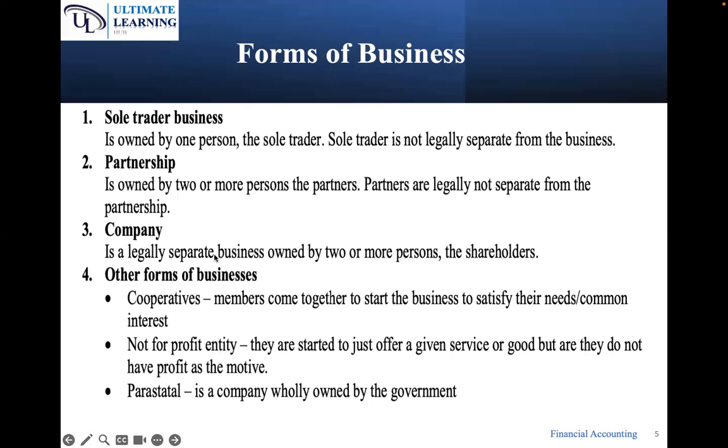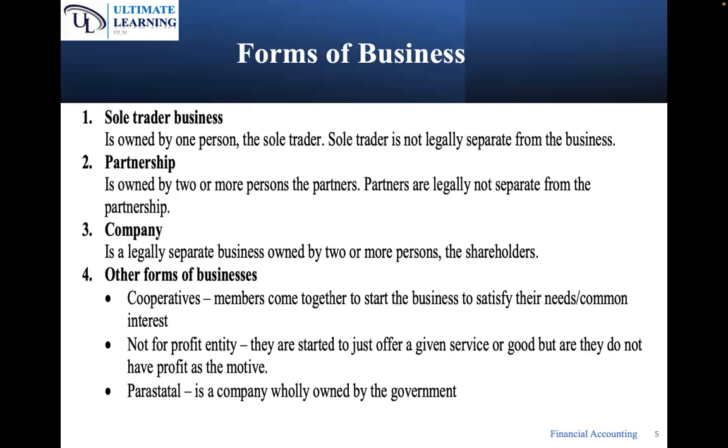So we've looked at 3 forms of business: a sole trader, which is owned by one person, and it is not legally separate. Number 2, a partnership, which is owned by 2 or more partners or persons, and these partners are also not legally separate. And number 3, a company, which is legally separate, which is owned by 2 or more persons, and these persons are known as shareholders.